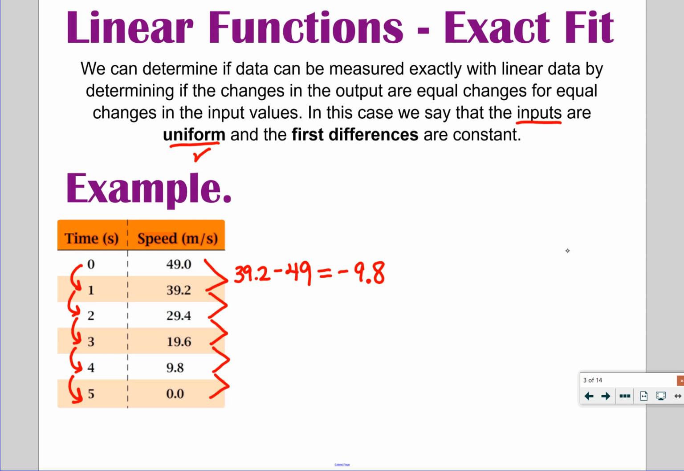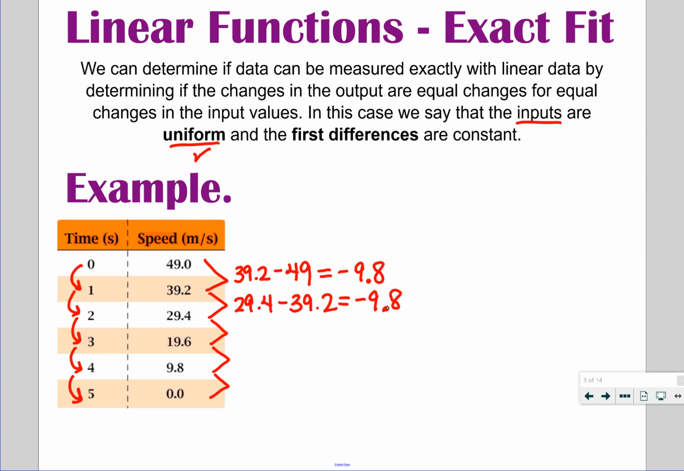Then we're going to do the same thing for the next pair. So we're going to do 29.4 minus 39.2. 29.4, you can just put in your calculator, minus 39.2, and I again get negative 9.8. Now, just because two of them are the same doesn't mean necessarily all of our data is going to be exact fit. We might have a data value that doesn't go along with the others. So we want to make sure we continue this all the way.